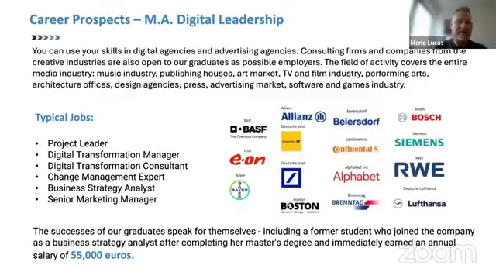So typical jobs might then be a project leader, but also a change manager, a digital transformation manager, and a senior marketing manager.